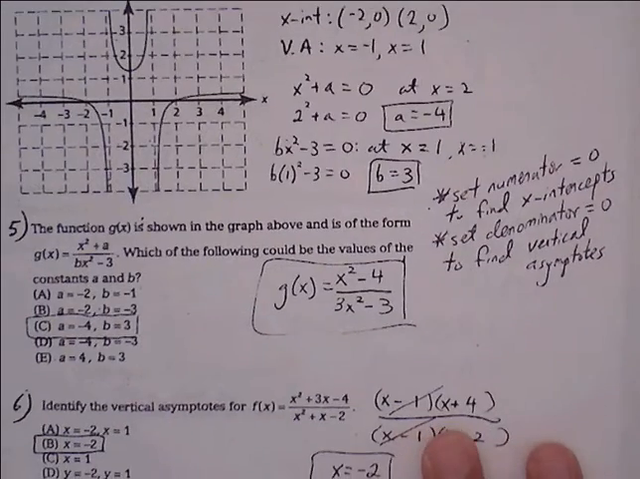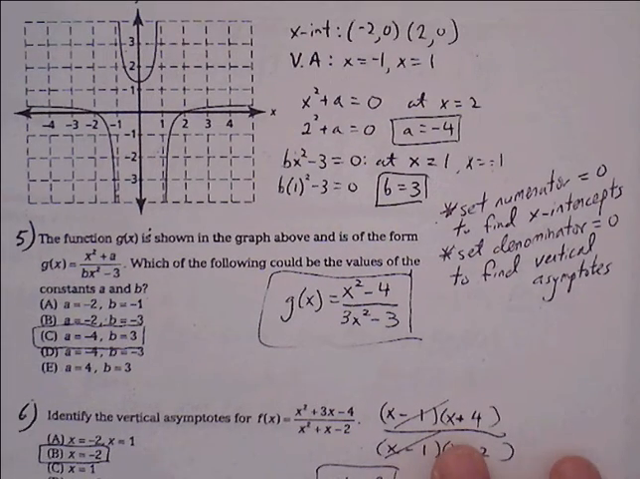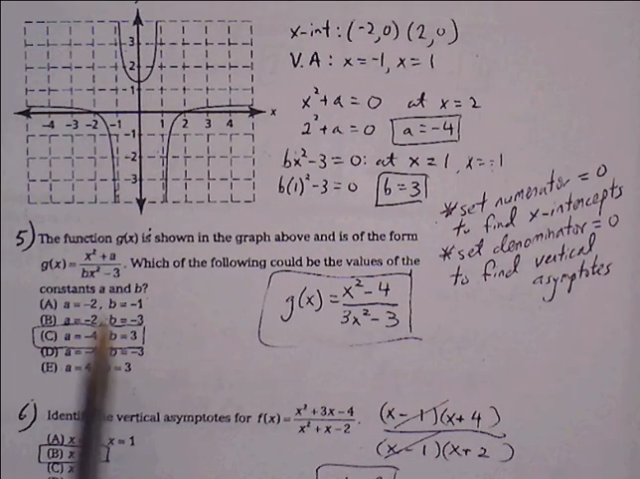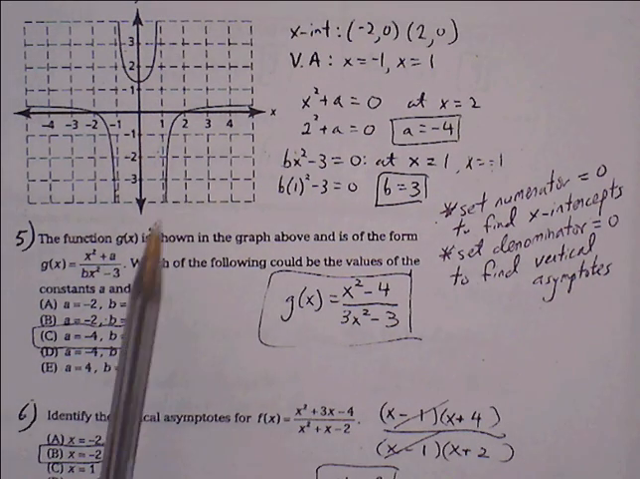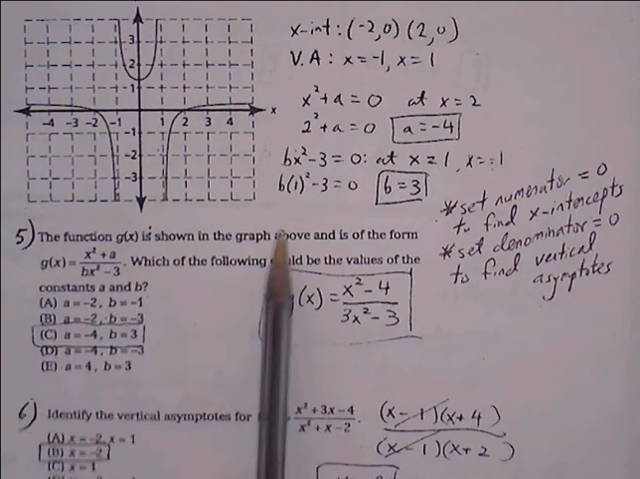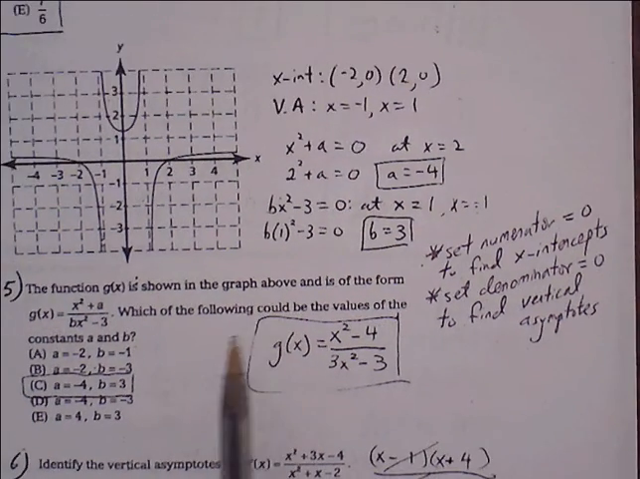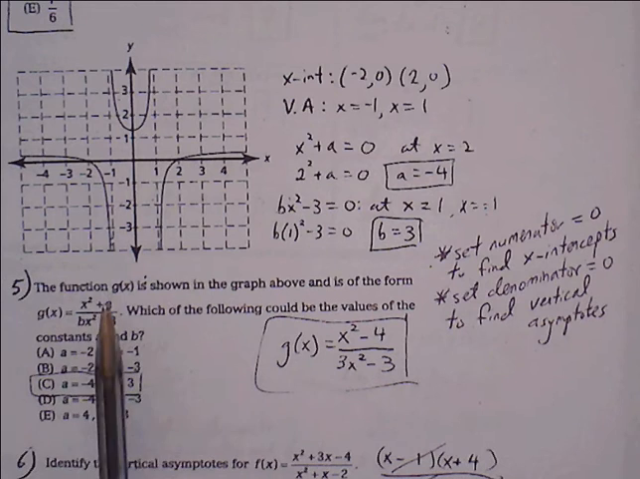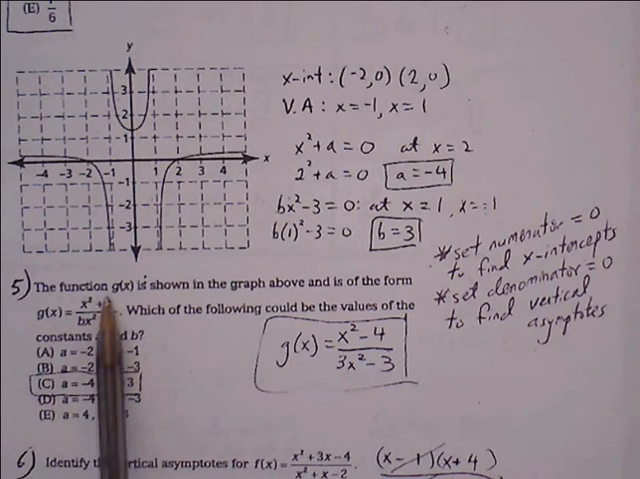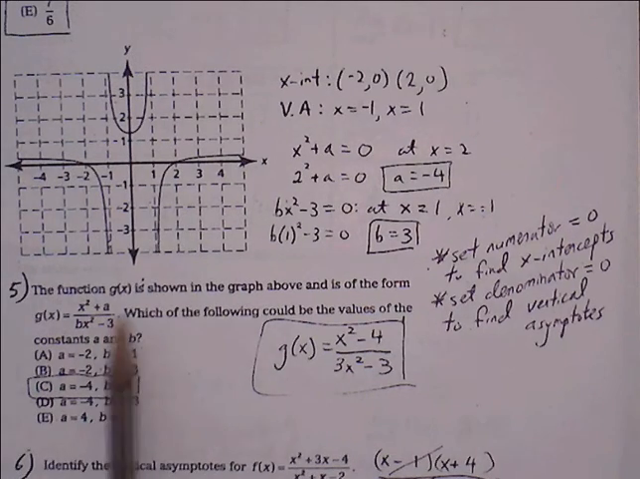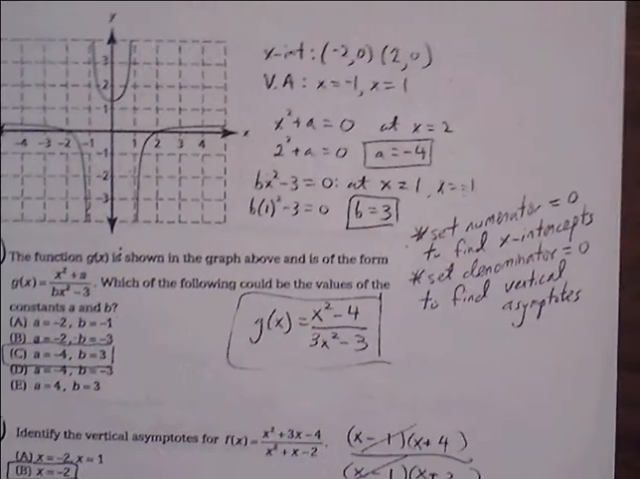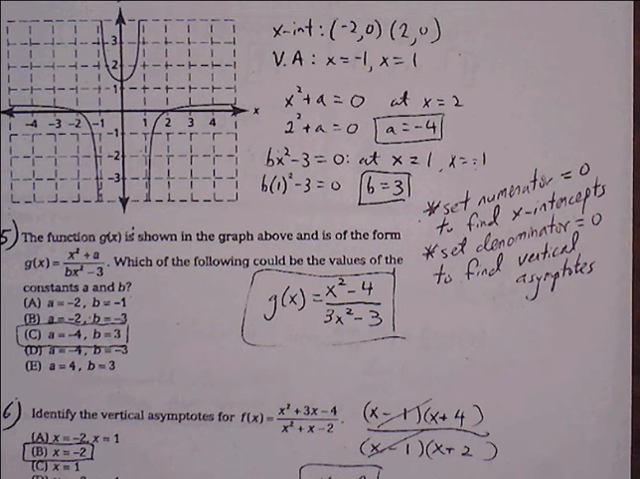Number 5, the function is shown on the graph and the form of g of x is given. Given the graph of g of x, which of the following could be the values of the constants a and b? All right, so a couple of things to note. If we want to find a and b, what we can do is set the numerator and denominator equal to 0, and then we can use the graph to fill in information that's relevant.